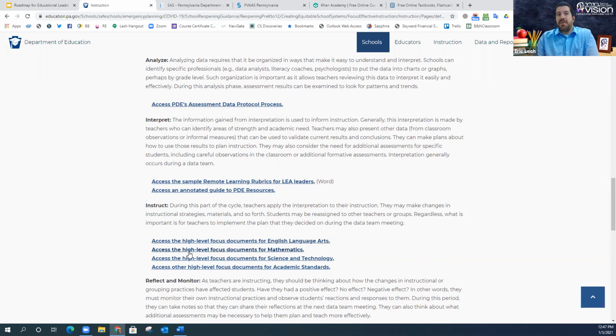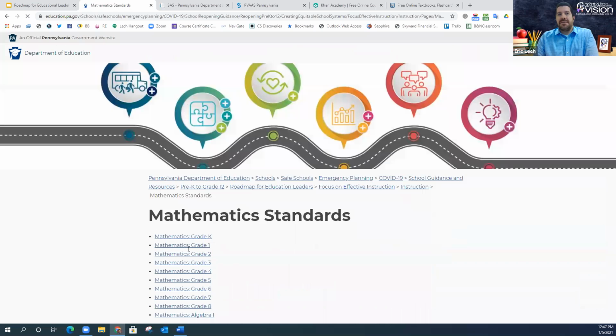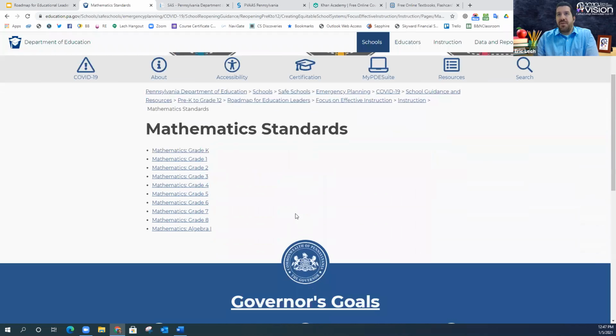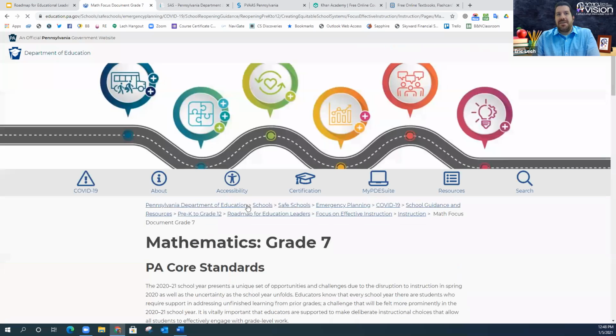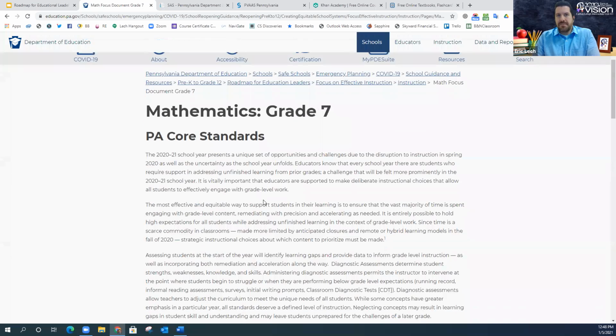So as an example, I'm going to use the high-level focus documents for mathematics. And again, these are high-level focus documents. This is not to say that other standards may not be important. This is simply to show that there are some areas where focus can be placed so that maximum outcomes can occur. You can jump into the grade 7 math standards to highlight these.